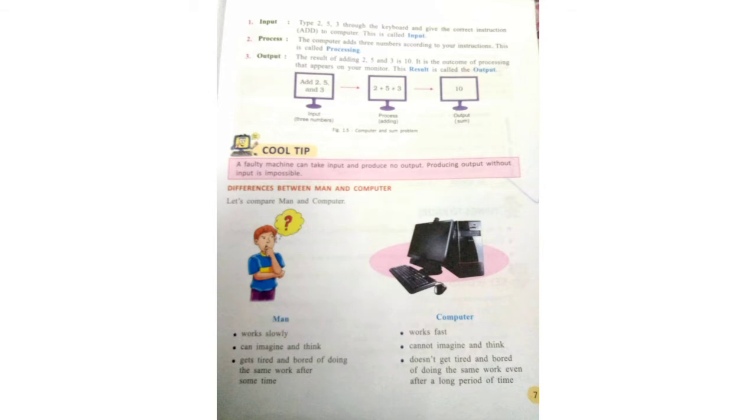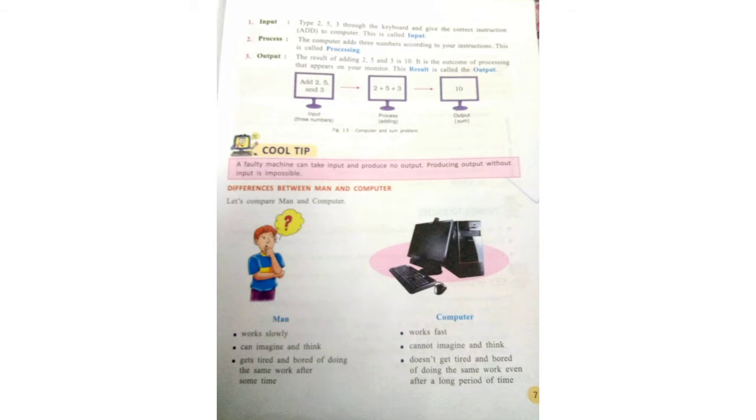And one more thing students, you all know that a computer works on 3 steps, that is input, process and output. And for short form we can also say IPO. I stands for input, P stands for process and O stands for output. So, the IPO cycle. So class, on the same page you can see the differences between man and computer.